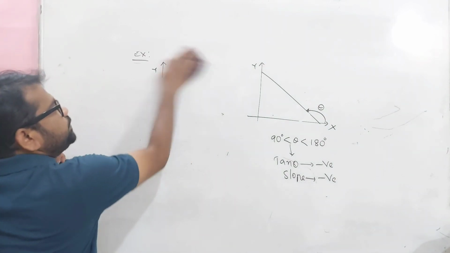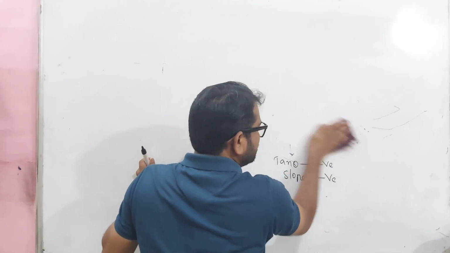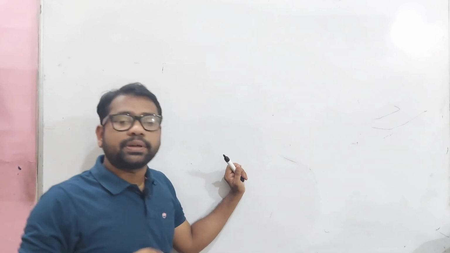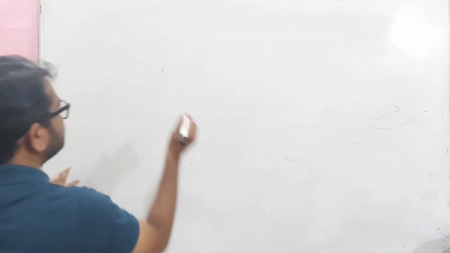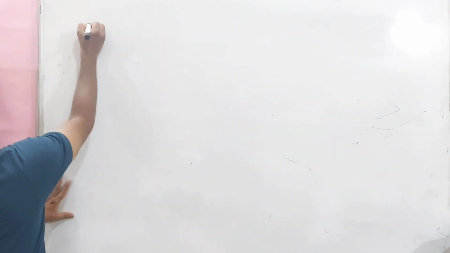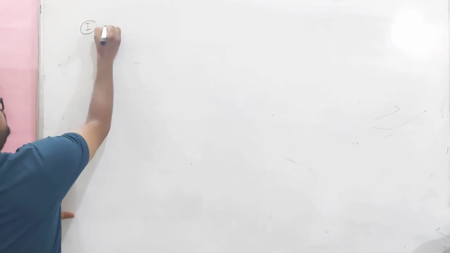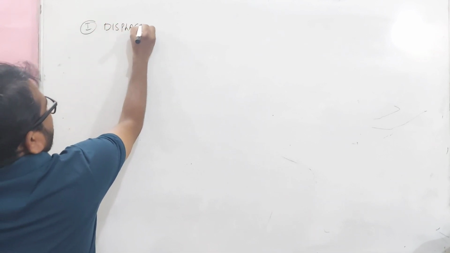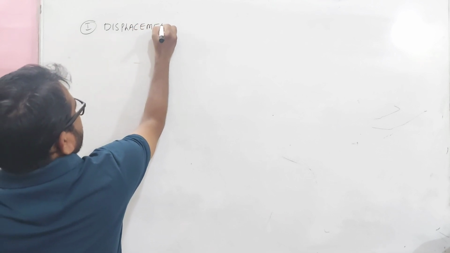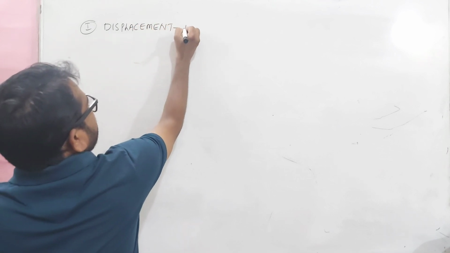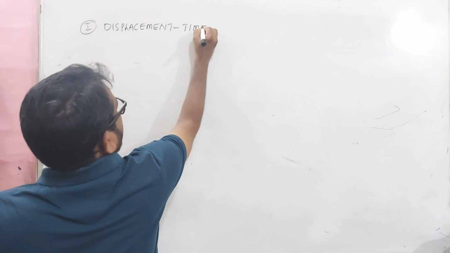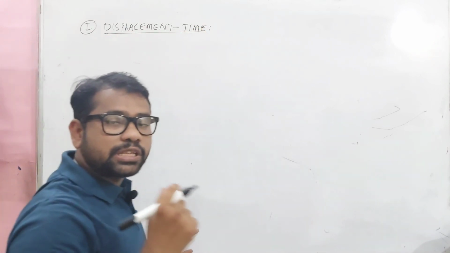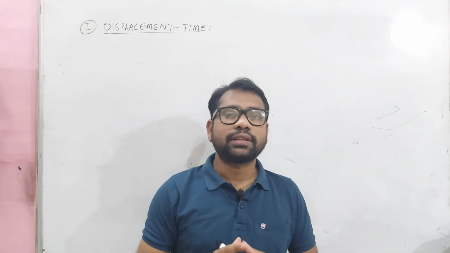So first we will see what the displacement time graph is, what we can calculate from it, and how the displacement time graph will be in different situations. The first one, let us see here, is a displacement time graph. Displacement, and here is time. Children, the very important thing is that from the displacement time graph we can calculate the velocity.